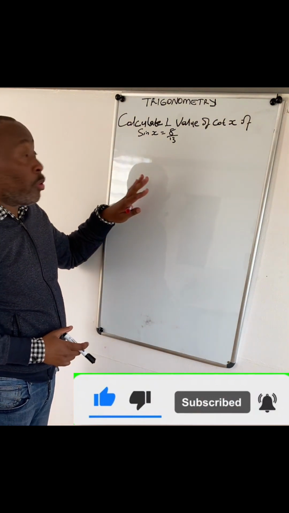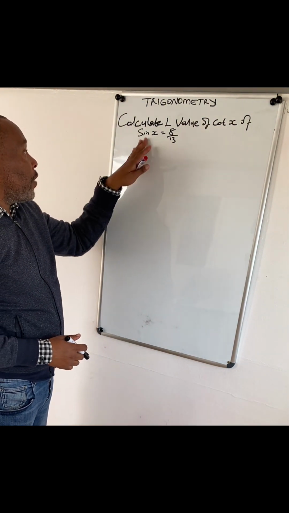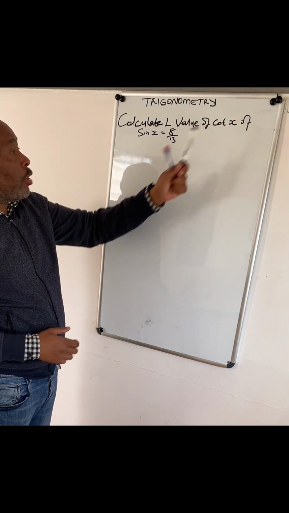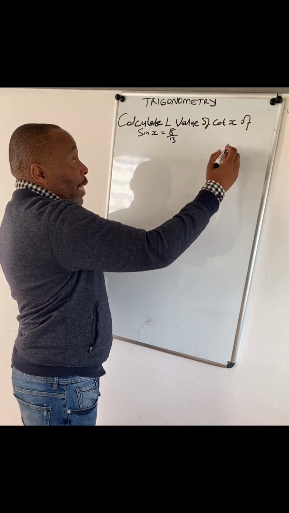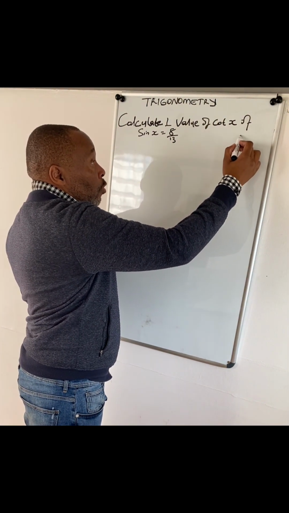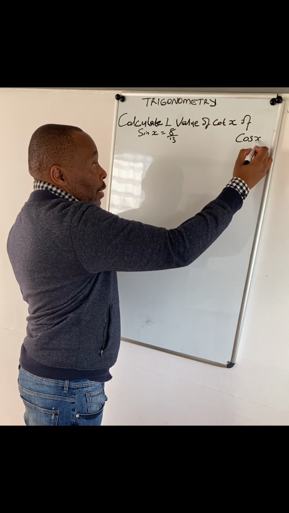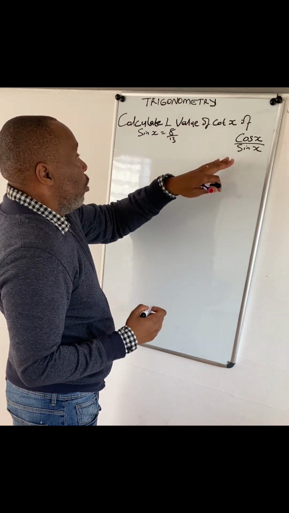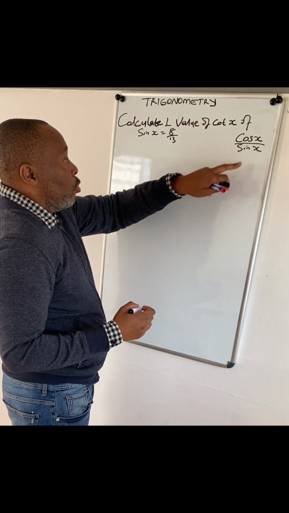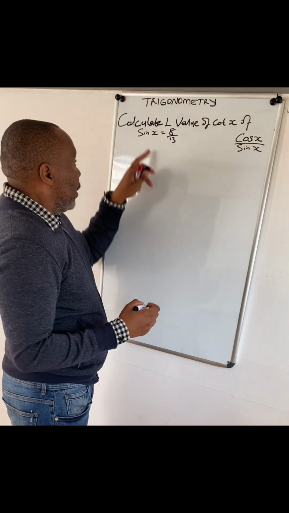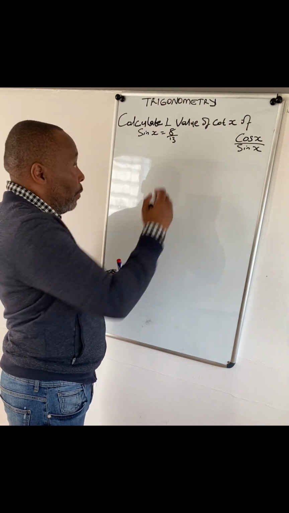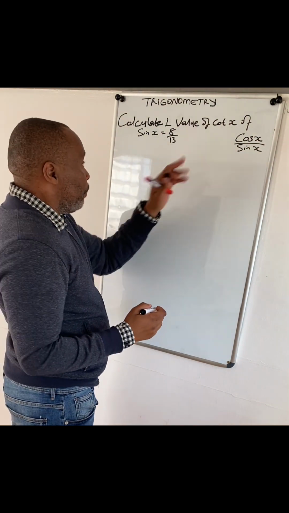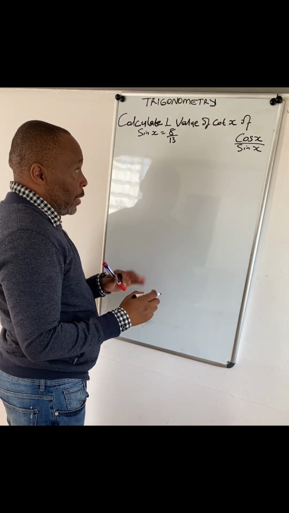We are instructed to calculate the value of cot x if sine x is equal to 8/13. Now, cot x would need us to have cos x over sine x. We don't have the value of cos x, we only have the value of sine x, which is 8/13. So we need to also find the value of cos x. This is what we must do first.